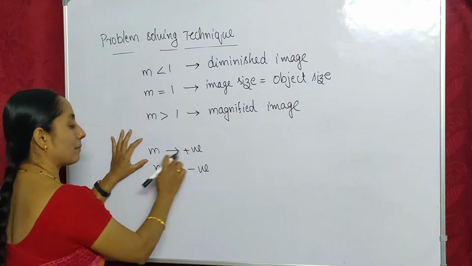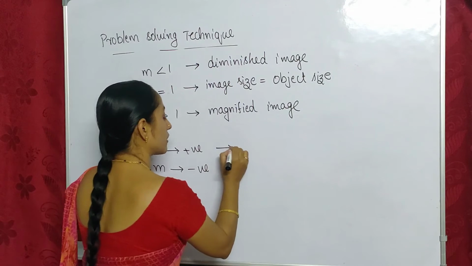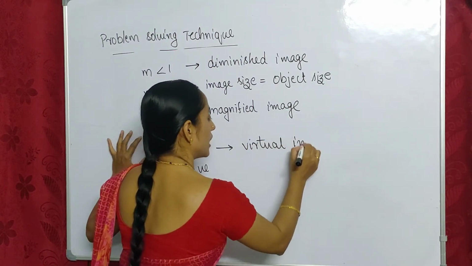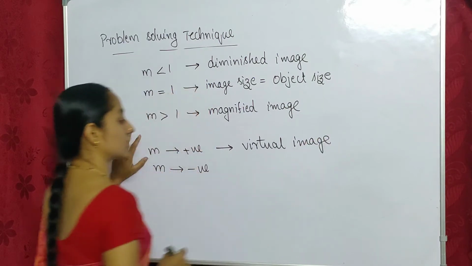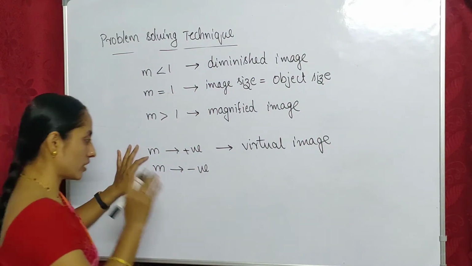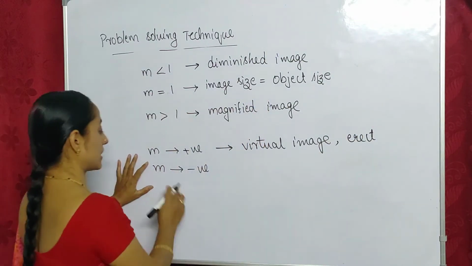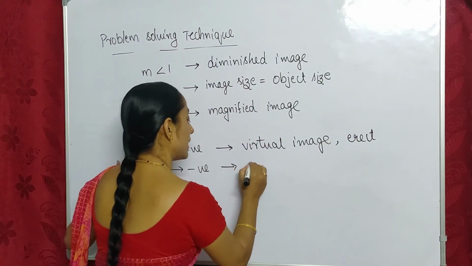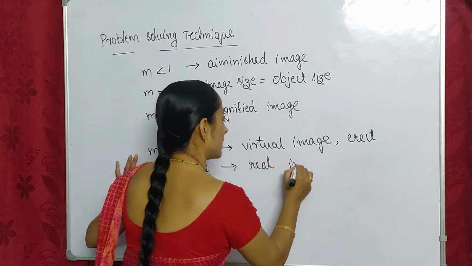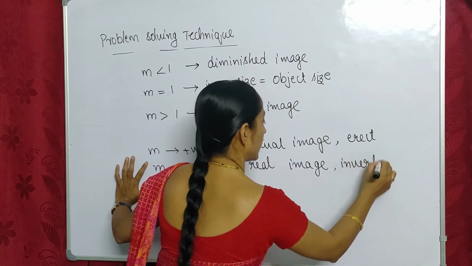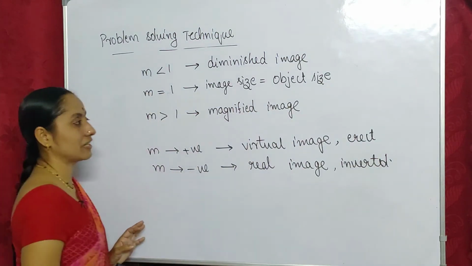Similarly, m is positive only in case of a virtual image. If m is positive, we need to consider that the image is virtual. Whenever the image is virtual, it is erect. Next, when m is negative, it is a real image, and real images are always inverted.